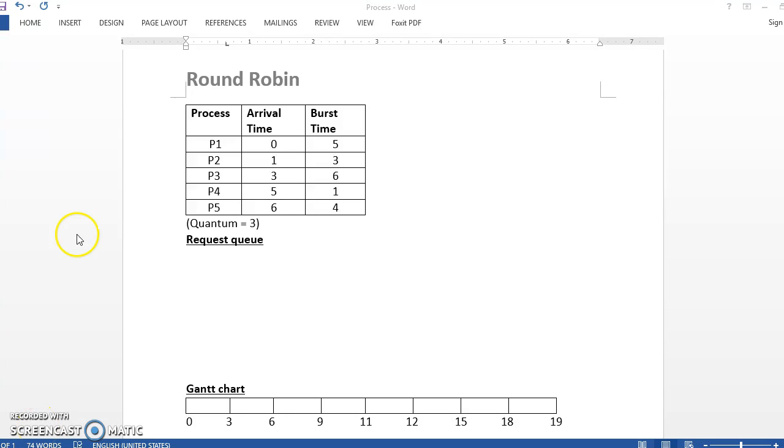Hello everyone. Now I want to introduce round robin. In this video, there are 5 processes and the time quantum is 3 seconds.